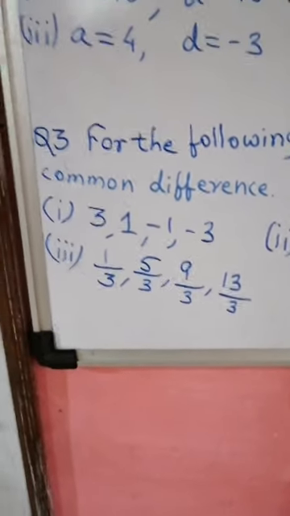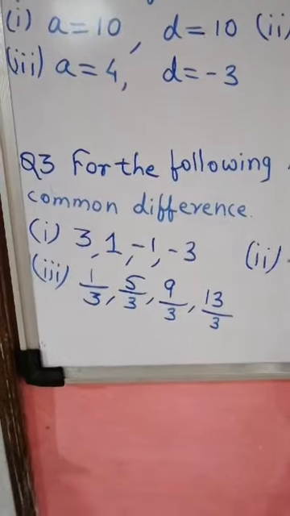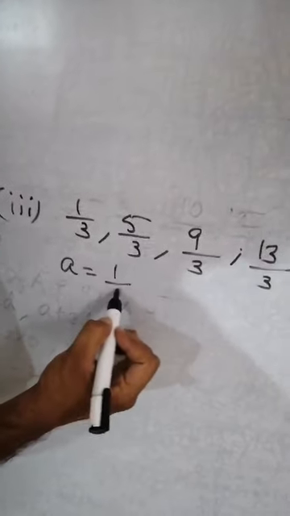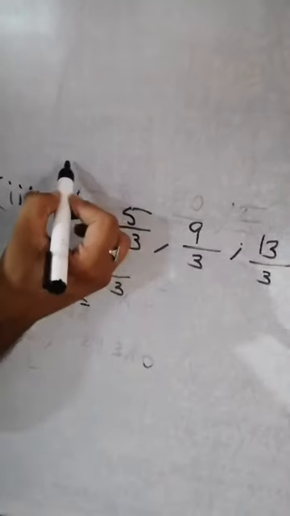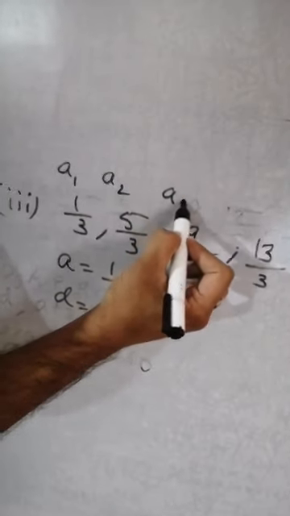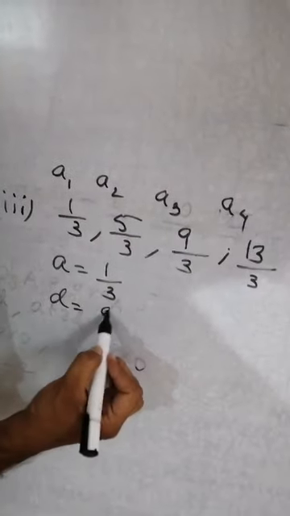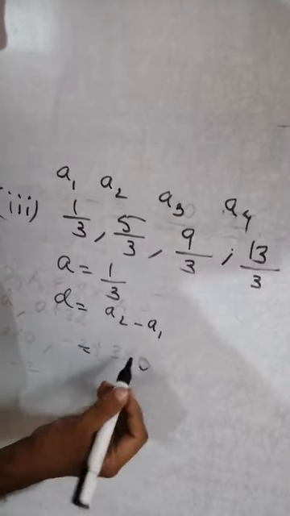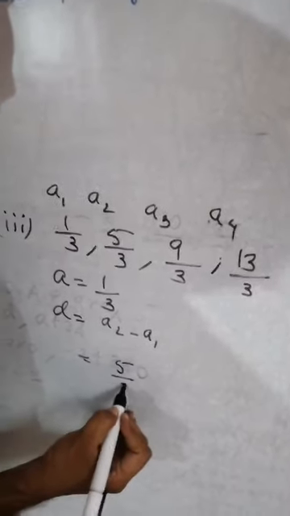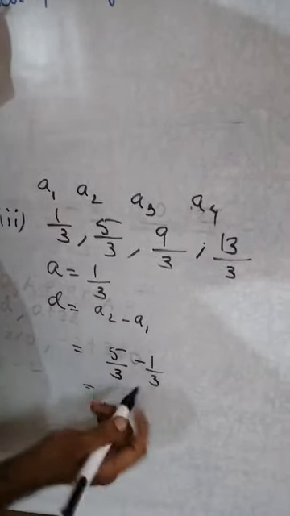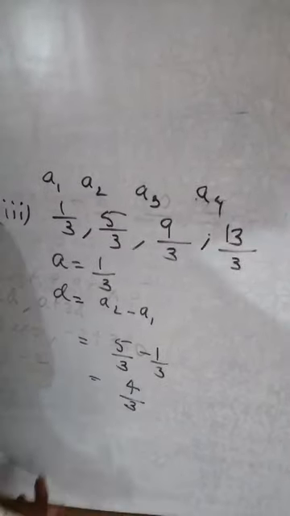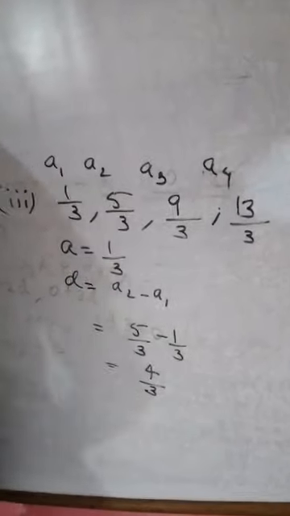Suppose these numbers are given and again the same question is there. We are supposed to find the common difference and the a. Here the first number is 1 upon 3. So the a value is 1 upon 3. Now d will be, again this is a1, a2, a3, a4, so a2 minus a1. So what is a2? 5 upon 3 minus 1 upon 3. It will be equal to 5 minus 1, which is 4 upon 3, as the LCM is the same. So the common difference is 4 upon 3.